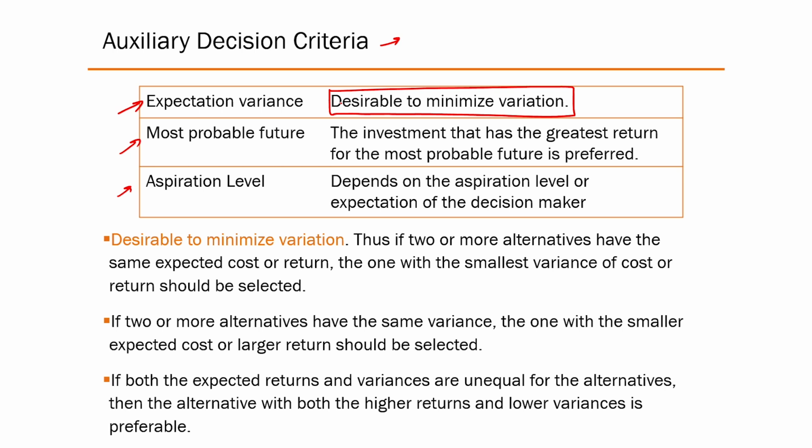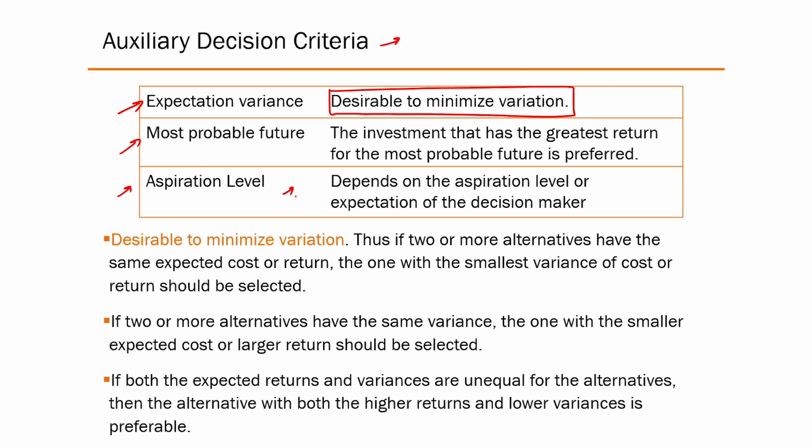by default, your desire is to minimize the variation, minimize the variance. Okay. In the most probable future, you make an assumption that the investment that has the greatest return is the most probable future. So you are much more optimistic about the future. Whatever you think is the greatest probability, you will assume that that will happen for sure. If there are 5-6 outcomes possible, and one outcome has a 40% chance, you assume that 40% is going to happen and make your decisions on that. And then there could be some aspiration level. I will show you how to also calculate them.